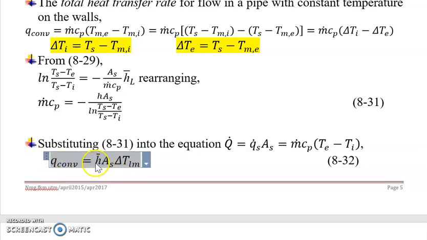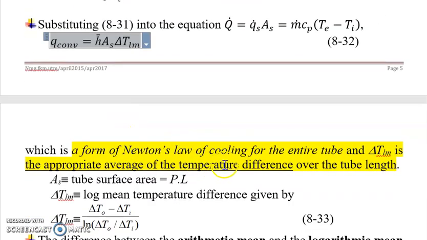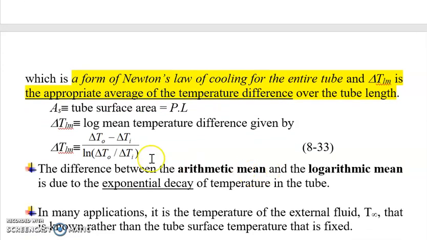The heat transfer is equal to the average convective heat transfer coefficient, multiplied by the surface area, which is pi d, d being the diameter of your circular channel, and the logarithmic temperature difference. This is a form of Newton's law of cooling for the entire tube, and delta T logarithm is the appropriate average of the temperature difference over the tube length. Okay, it's defined by 833. So this is a better delta T compared to the arithmetic mean.